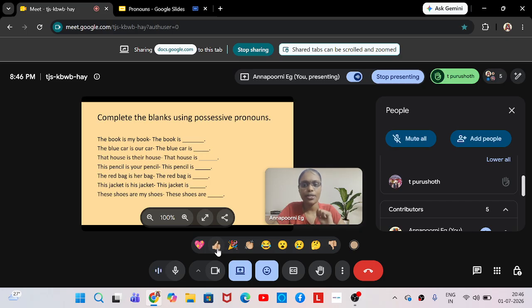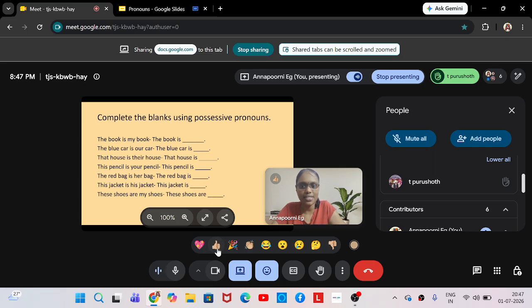Next is that house is their house. Shabna, how will you change this? That house is their house, changes to... Shall I call Savitri ma'am? Are you there? That house is theirs. Theirs. That's it. That house is theirs. Very good.